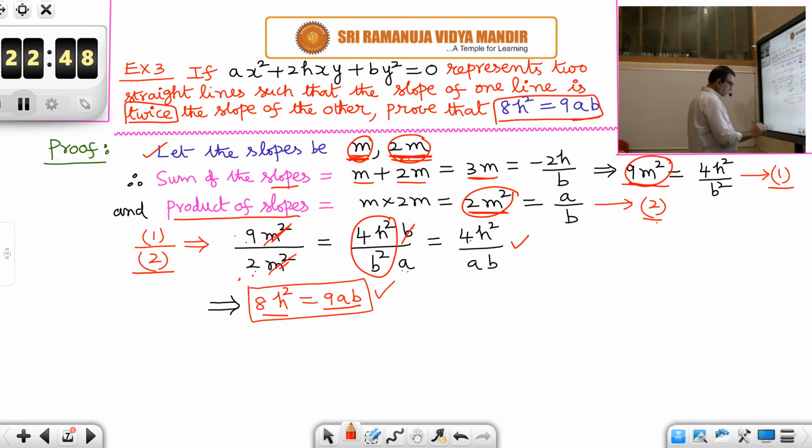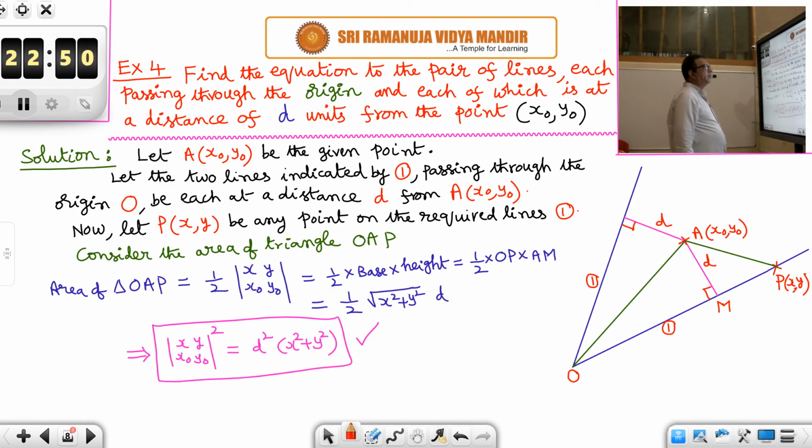Let us see the next example. Find the equation to the pair of lines each passing through the origin and each of which is at a distance d units from the point x0, y0. This is important. I am giving the proof also.